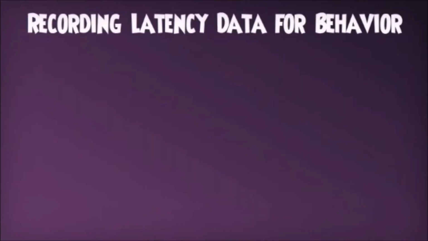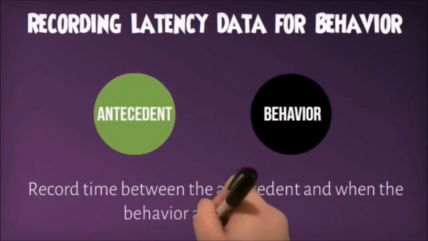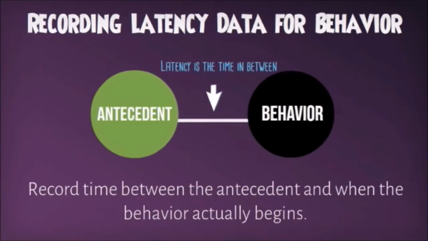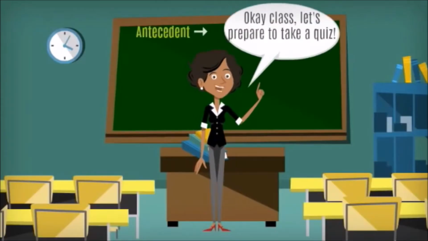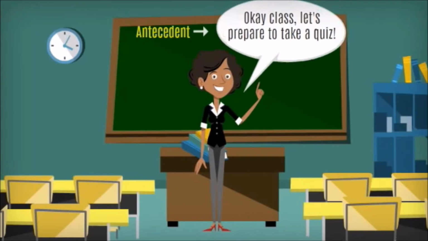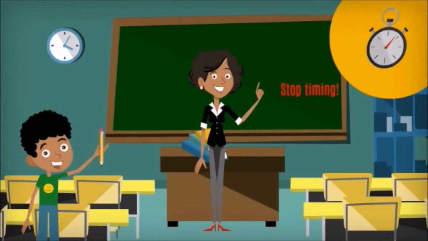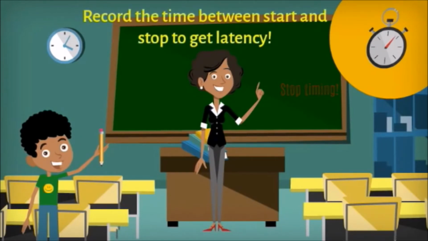To record latency data, we record the time between the antecedent that should trigger the behavior and the start of that behavior. For instance, we might say, "Okay, class, let's prepare to take a quiz." Start the stopwatch, and then as soon as students have all materials off their desk and their writing utensil ready, we stop the stopwatch. That gives us an idea of the latency of that behavior.